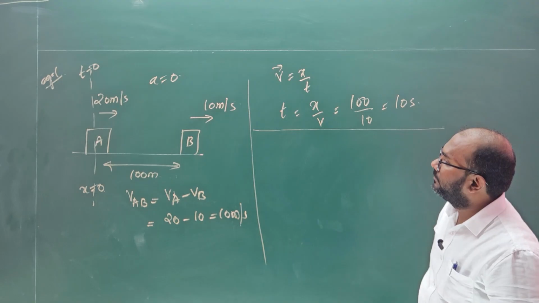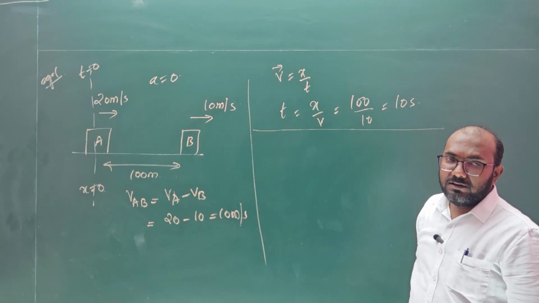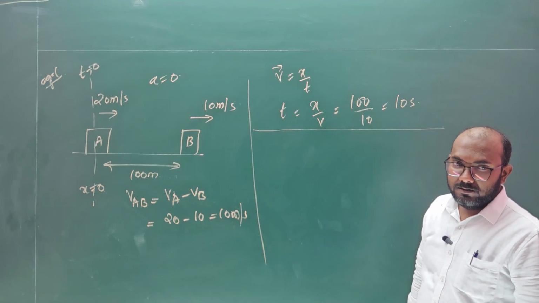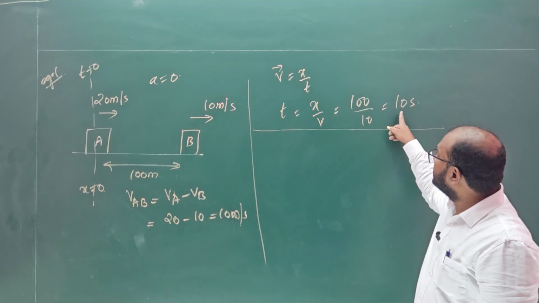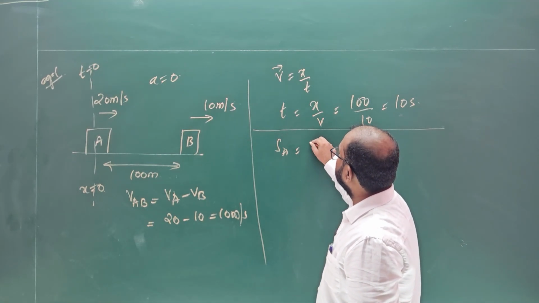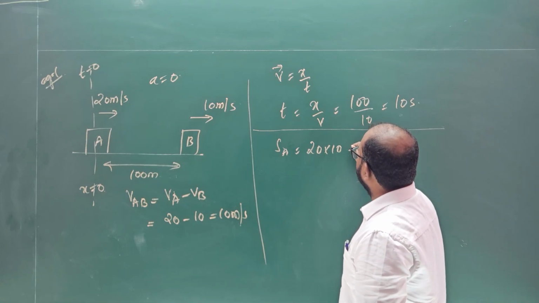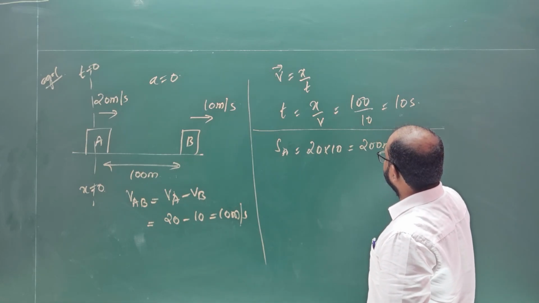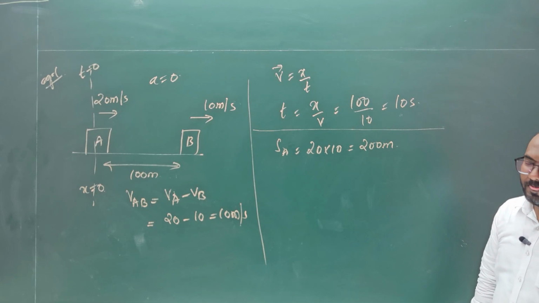Okay, now listen to me. What is the initial velocity or the velocity of body A? 20. 20 into time, which is 10. So can I say that displacement of A is nothing but 20 into 10, that is nothing but 200 meters. Yes or no? Okay.